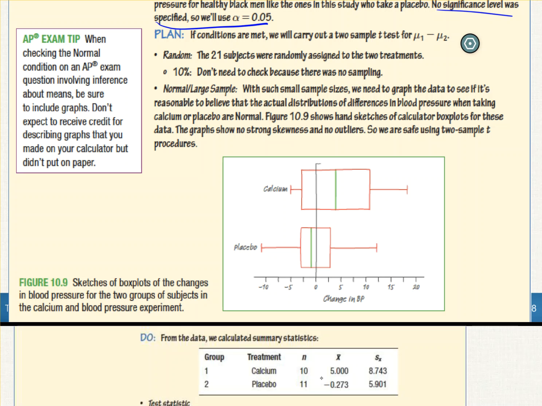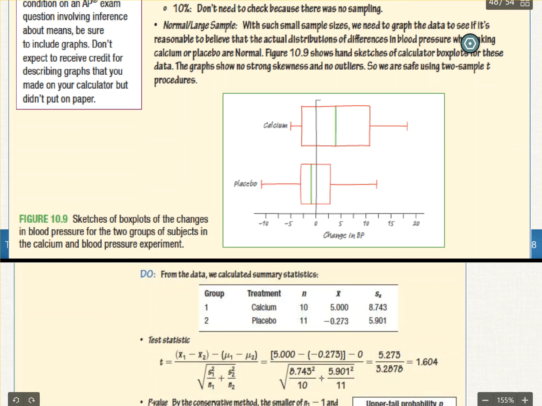Looking at calcium, it's slightly skewed to the right, but I would say not very strongly skewed at all. Similarly, looking at the placebo, it's slightly skewed to the right, but again, just very, very slightly. So I would say there are no outliers and it's not strongly skewed, so they look like they could be approximately normal. So we will use our two sample t procedures.